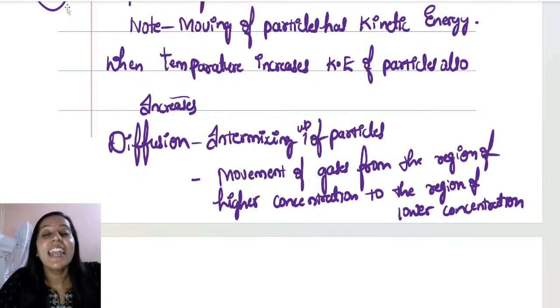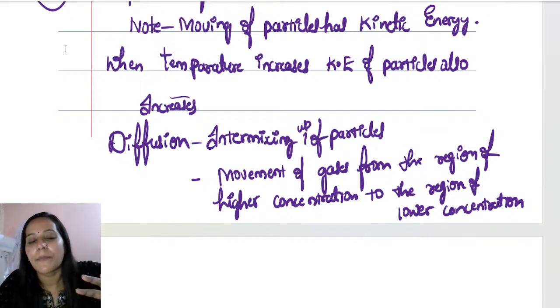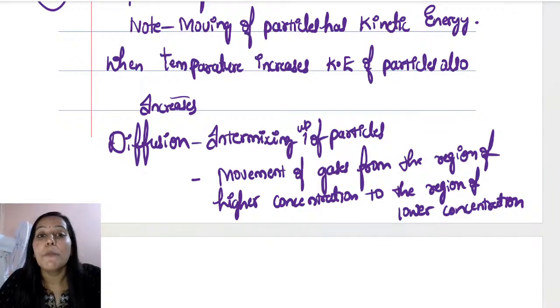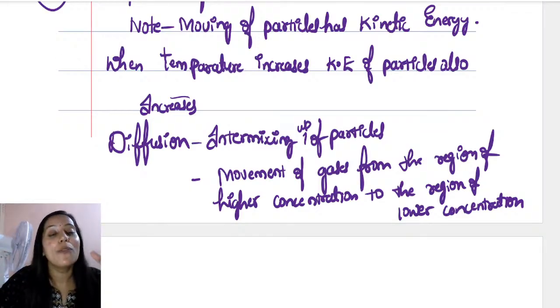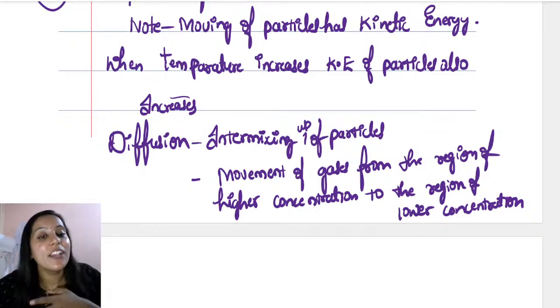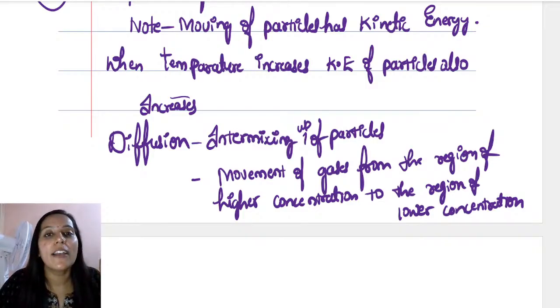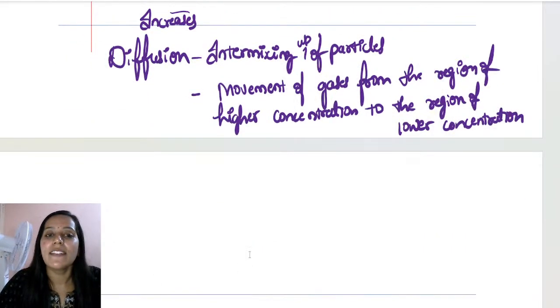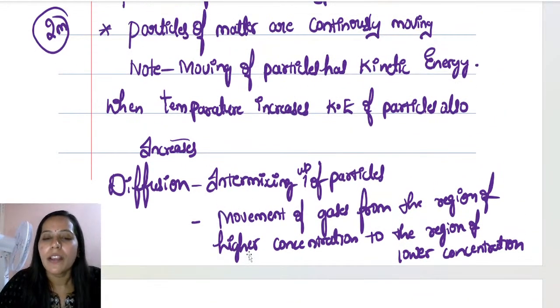So the movement of gases from the region of high concentration towards the region of low concentration is called as what? It is called diffusion. Or you can also define diffusion as intermixing of particles. Right, so this is the second point. I hope you have noted it down. If not, please pause the video and note it down.